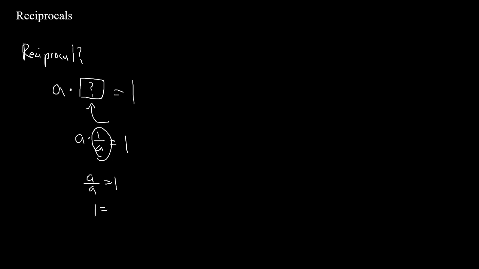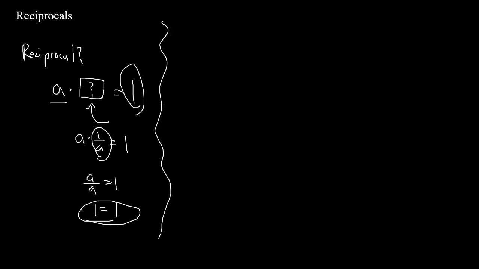And a divided by a is just asking how many a's are in a. Well, there's 1 a in a, so that's why you get 1. So this mystery number that we call the reciprocal is just the number that we multiply by another number to get 1. The reciprocal is also called the multiplicative inverse, and that makes sense, because you're basically just trying to get 1.